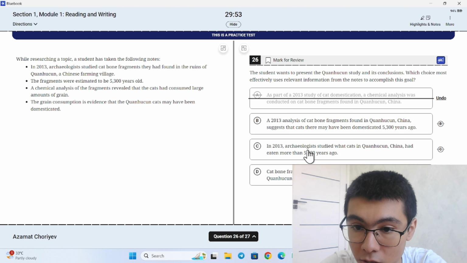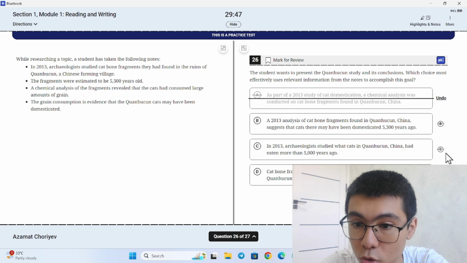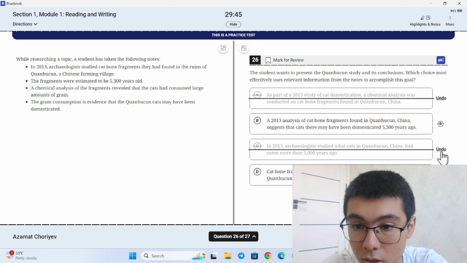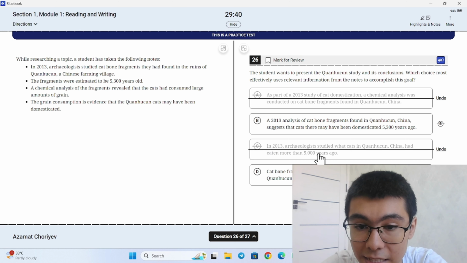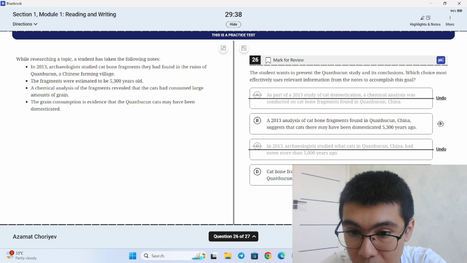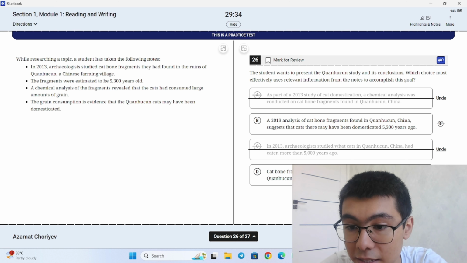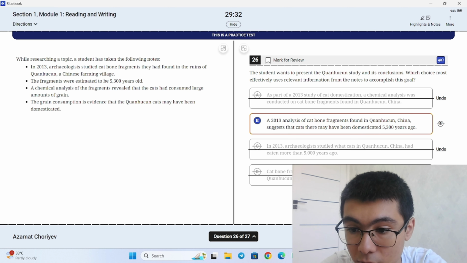Choice C, in 2013, archaeologists studied what cats had eaten. I mean, there's no conclusion. It just told what they studied, and that's it. Choice D, cat bone fragments estimated to be were found in. There's nothing about this study here. So B is correct.